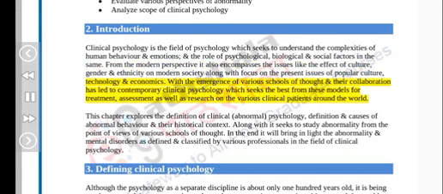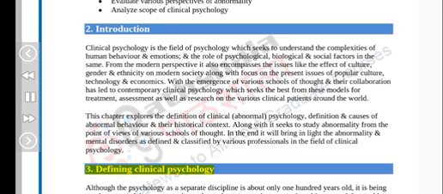The emergence of various schools of thought and their collaboration has led to contemporary clinical psychology, which seeks the best from these models for treatment, assessment, as well as research on the various clinical patients around the world. This chapter explores the definition of clinical abnormal psychology, and the definition and causes of abnormal behavior in their historical context. Along with it, it seeks to study abnormality from the points of view of various schools of thought. In the end, it will bring to light abnormality and mental disorders as defined and classified by various professionals in the field of clinical psychology.